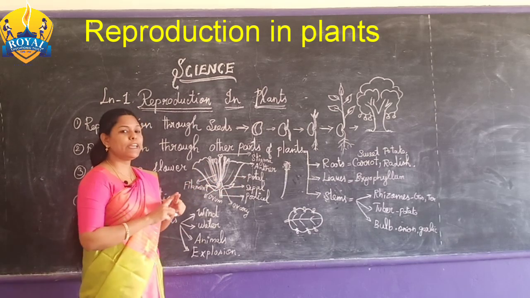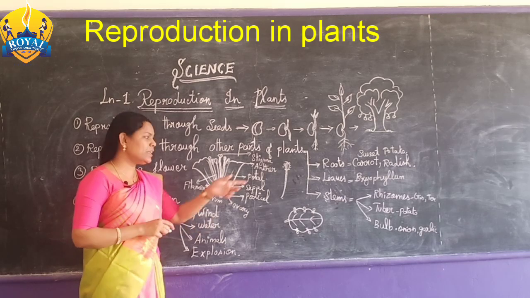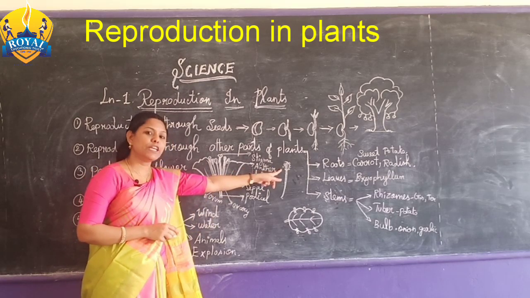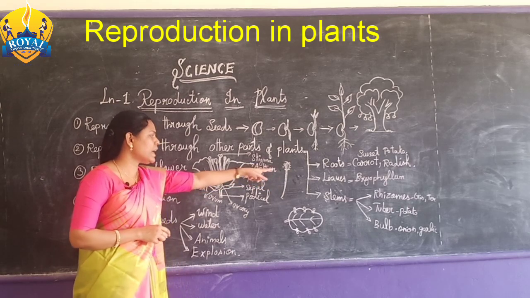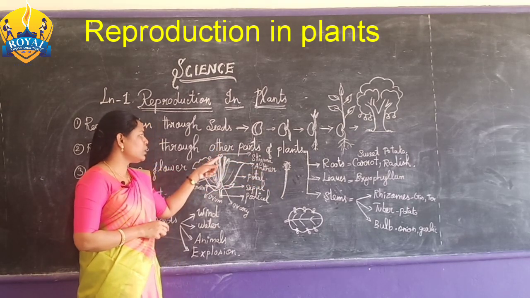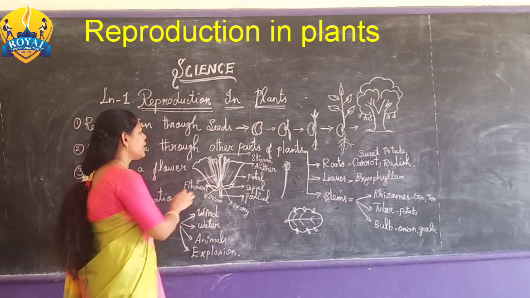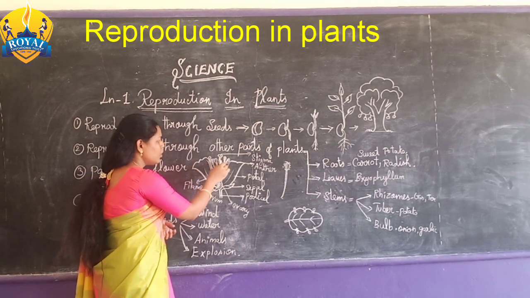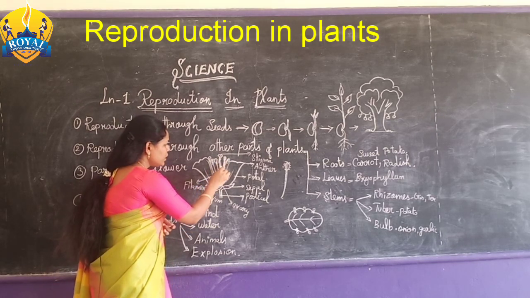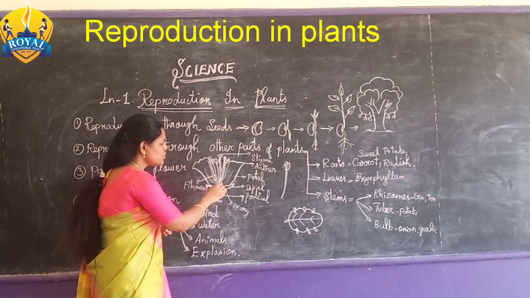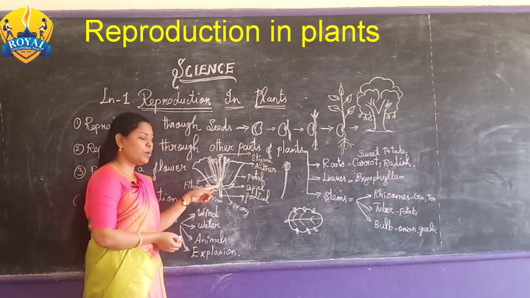After pollination takes place... how does pollination take place? The pollen from the anther gets onto the stigma of the same flower or another flower. Then the pollen goes down the style and reaches the ovary part.